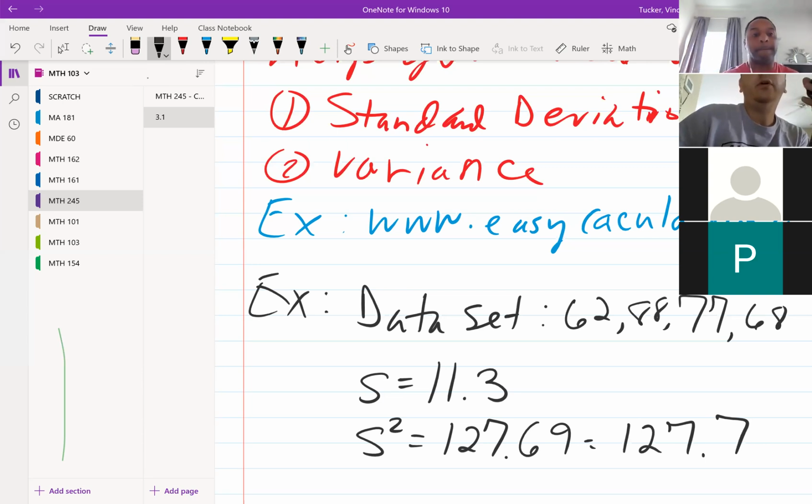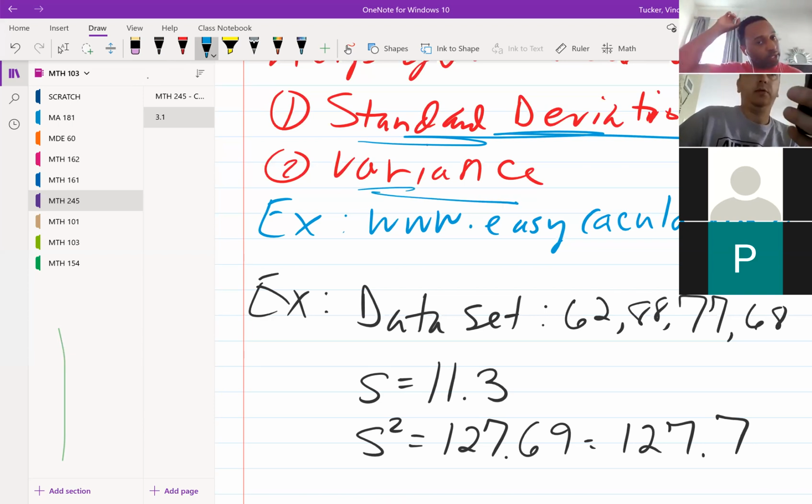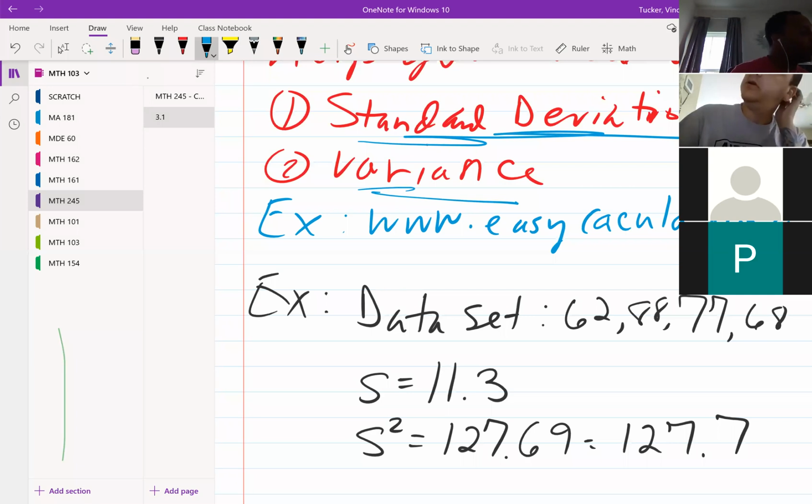Sir, I added all those together and divided by 4, and it came to 73. What did I do wrong? You calculated the mean, you calculated the average. Remember, I want you to calculate the standard deviation and the variance. So you're going to either need the process, or you're going to need a calculator or app or website in order to do so.